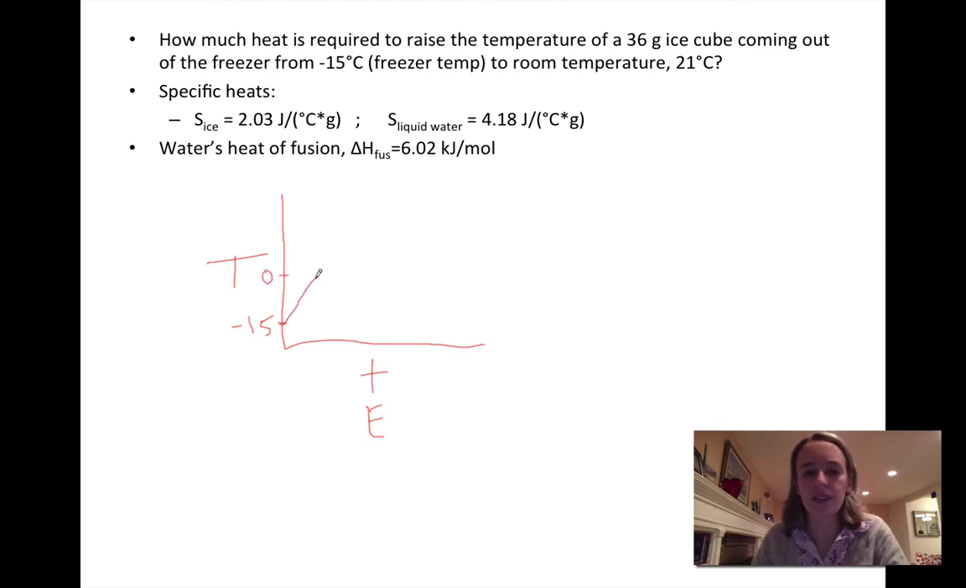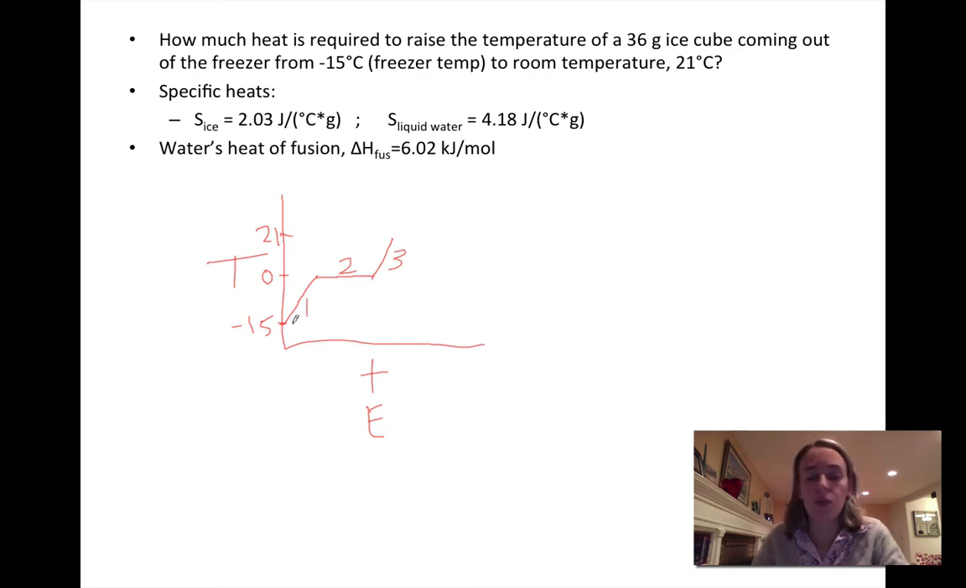Once it hits 0 degrees Celsius, it can go through that phase change, and that's when we're inputting energy to break those hydrogen bonds and form a liquid out of that solid. And then we're going to need to raise that temperature some more from 0 degrees to 21 degrees Celsius, and we won't go through any other phase changes. So, like I said, each one of these line segments is a calculation, and so I'm going to number them 1, 2, and 3.